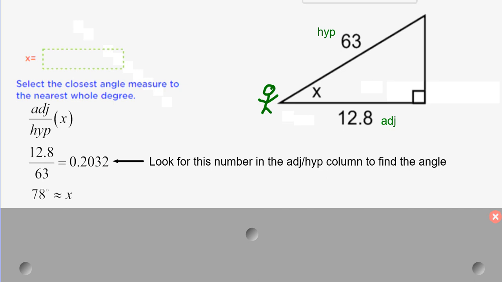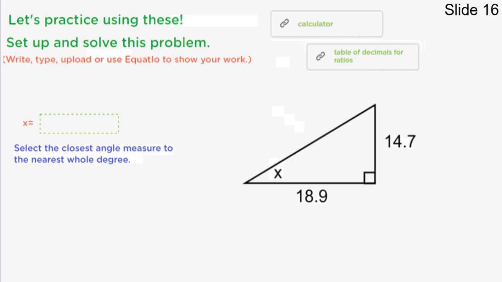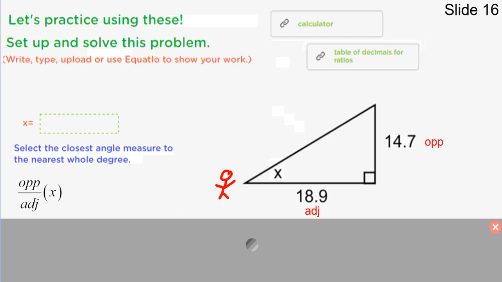Let's have you try one more. Based on your triangle here, can you find the angle measurement? We know we're standing at the angle for x. 14.7 is opposite of where we are, and 18.9 is adjacent to where we are. So we're looking at using the ratio of opposite over adjacent.